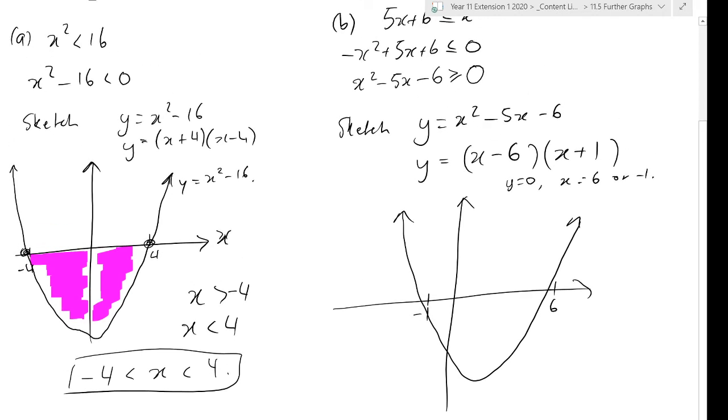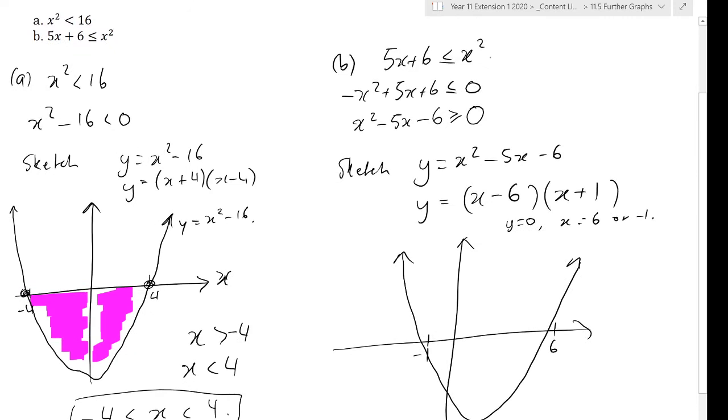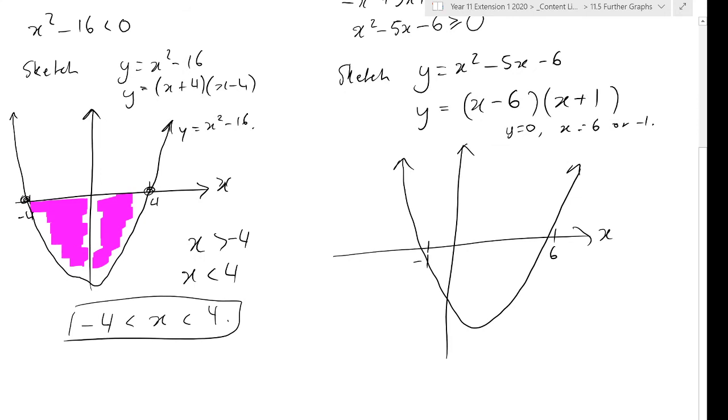Now, going back to our original inequation, we're looking for values where 5x plus 6 is less than or equal to x squared, or when negative x squared plus 5x plus 6 is less than or equal to 0, or when x squared minus 5x minus 6 is greater than or equal to 0. I recommend doing this one because this is the one we ended up sketching. So this is the sketch we've got. When is this function greater than 0? When is my graph above the x-axis?